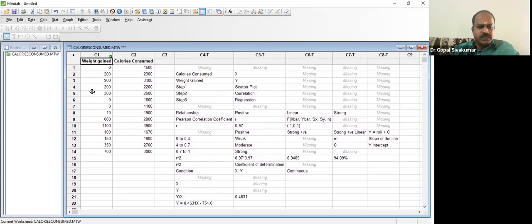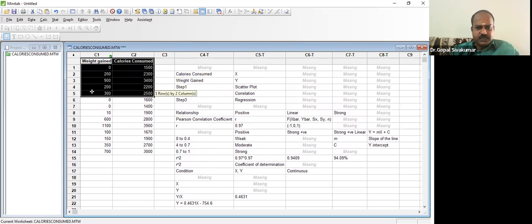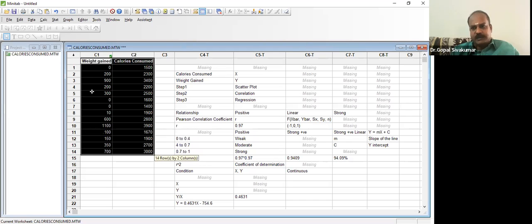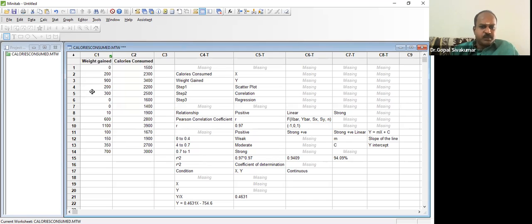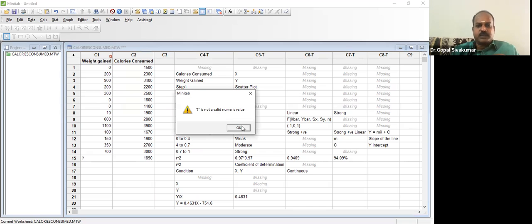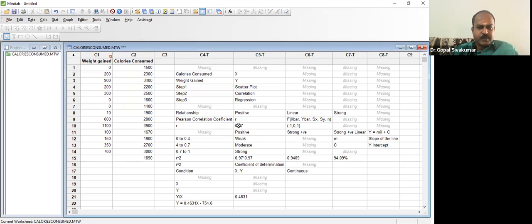Now, see here. I have the regression equation using this data. This is experimental data. Suppose my X is, let's say, 1850 grams. What could be my Y? This is my question now. So let us see how we can do it. This is called prediction.